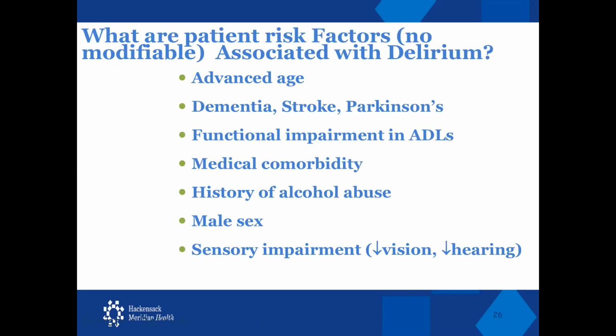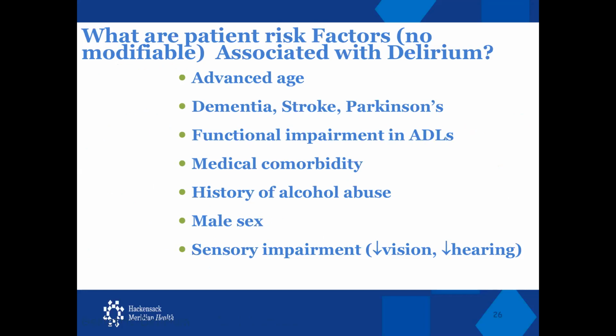And that's it. Okay, so these are some of the risk factors that, when you're admitting a patient, you're going to start thinking about delirium if you see any of these risk factors. So advanced age itself is a risk factor. Any history of dementia, any history of stroke, any history of Parkinson's, so neurodegenerative processes, you're going to put at high risk of delirium. Any functional impairment.